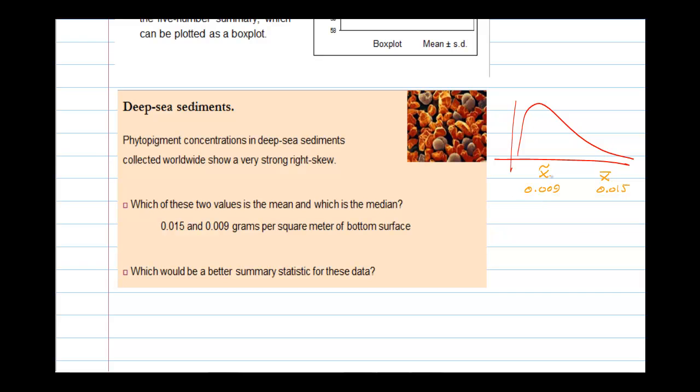Now, which would be a better summary statistic for these data? Well, we can see when we look at this that 0.015 is kind of over here and it's pulled in the direction of the skew. So I think the better measurement, or the better summary to be using on this particular data set, would be the median. But again, it's always smart just to report both of those. There's not a problem with reporting both of those. And again, they're easy enough to calculate using your calculators and computers.